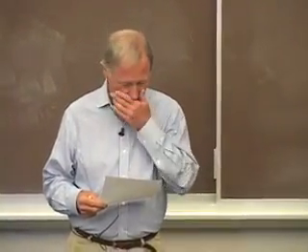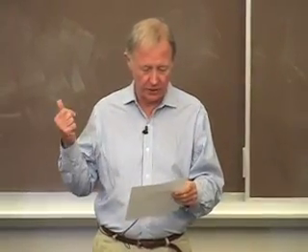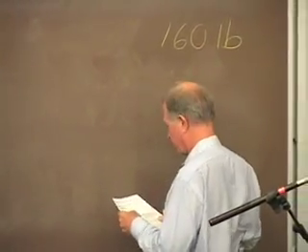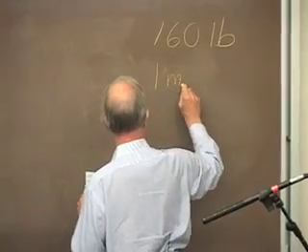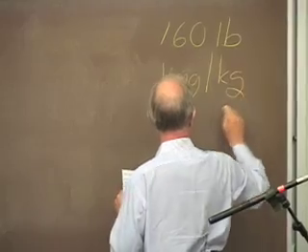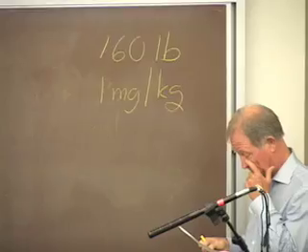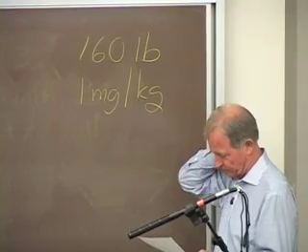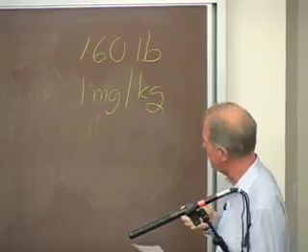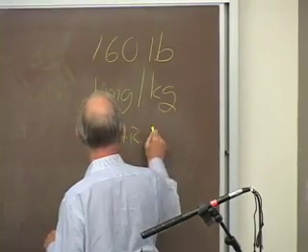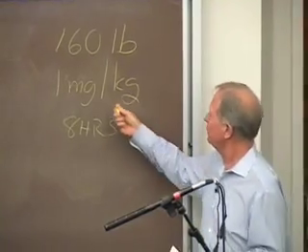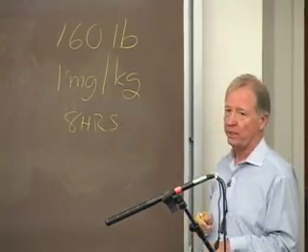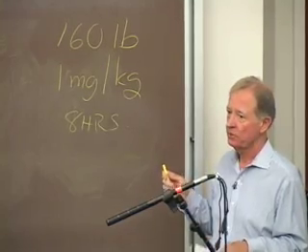So here's the question. We want to know what the plasma level of methotrexate is in a person weighing 160 pounds who was given 1 milligram per kilogram of drug, and we want to know what it was after 8 hours of injection, okay? So I give somebody 1 milligram per kilogram of drug. The person weighs 160 pounds, and I want to know what the concentration in the plasma will be after 8 hours of injection. So tell me how to work this problem.